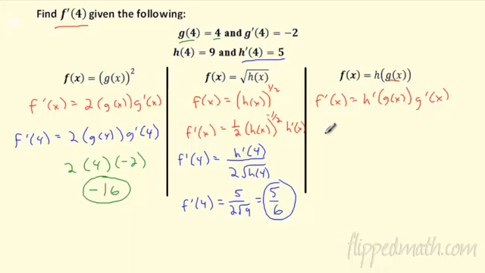So this is kind of weird. When I go to plug in 4 here, what am I doing? I'm saying h prime of g of 4, times g prime of 4. If I sub in some numbers here, luckily, I hope this works out. g of 4 is what? g of 4 is 4. That definitely hooked us up. g prime of 4 is negative 2. So I'm not done. I'm taking h prime of 4.